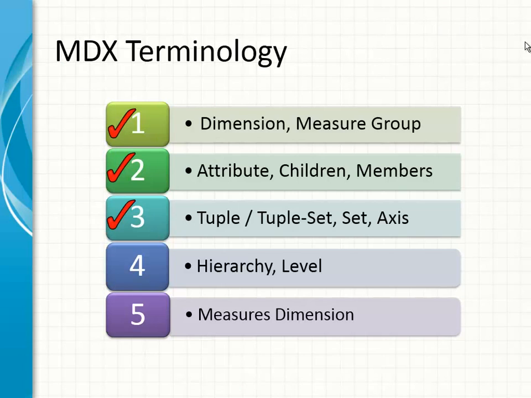So we saw what is a tuple, what is a set, and what is an axis, and how this is different from writing SQL queries, and what are the limitations of SQL Server Management Studio as of now in showing the results of MDX queries that are based on more than two axes. And we saw the same result set coming up successfully in the SSRS report's query designer and the report itself. Next we will see what we mean by hierarchy and level.